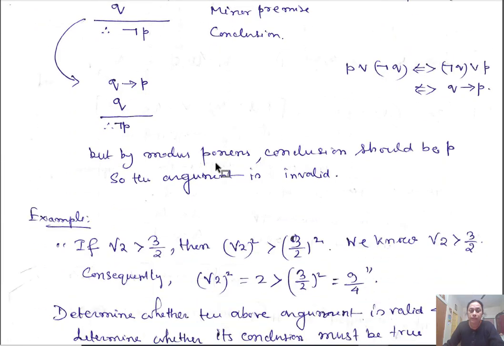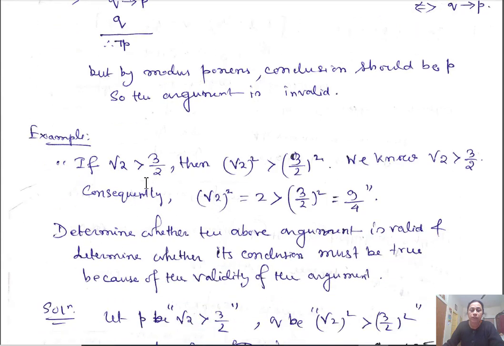Here is another example. If root 2 is greater than 3 by 2, then root 2 squared is greater than 3 by 2 squared. We know root 2 is greater than 3 by 2. Consequently, root 2 squared, which is 2, is greater than 3 by 2 squared, which is 9 by 4. Determine whether the above argument is valid, and whether its conclusion must be true because of the validity of the argument.